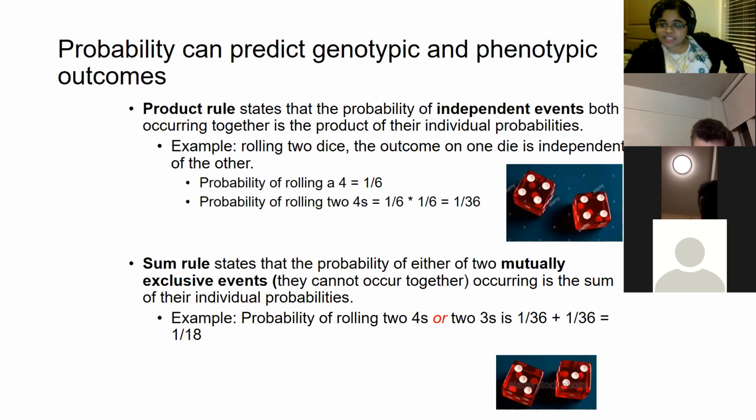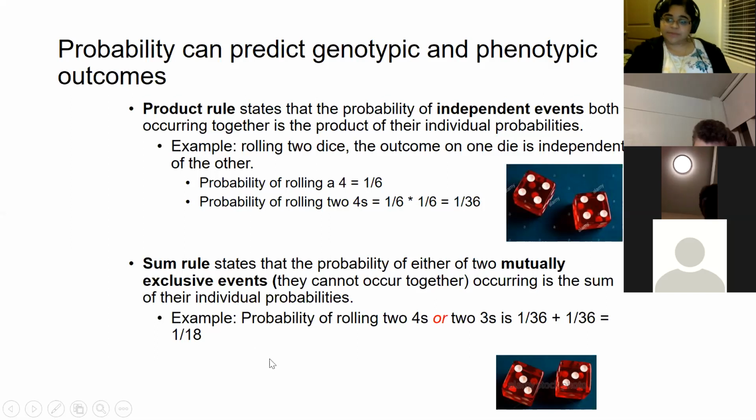Okay, so the sum rule, when we do this, it's either of 2. It's kind of looking at the probability of either of 2 mutually exclusive events. In this case, you're trying to figure out the probability of getting 2 4s or 2 3s, right? The probability of getting 2 4s is 1/36, as we know. And then the probability of getting 2 3s is 1/36 again. So to figure out an either-or situation, you would add those together and you would get that answer. Does that make sense?